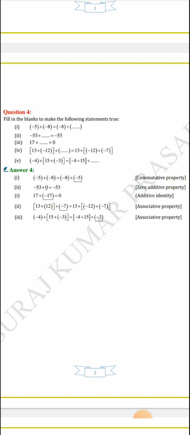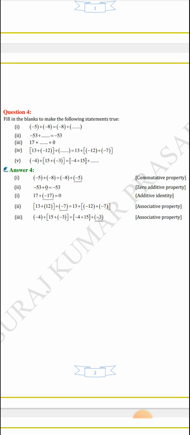Third one, 17 plus blank is equal to 0. As we know, the sum of a positive integer and a negative integer of the same value is 0. So here 17 is given. In this blank we get minus 17, so that we get the sum as 0.